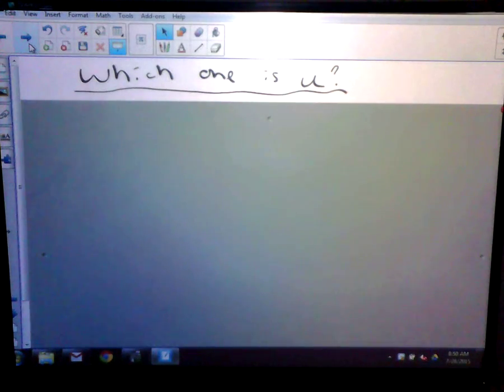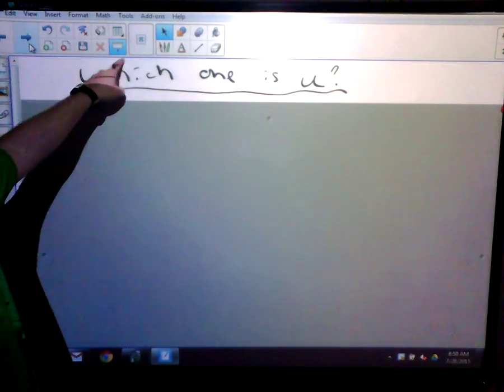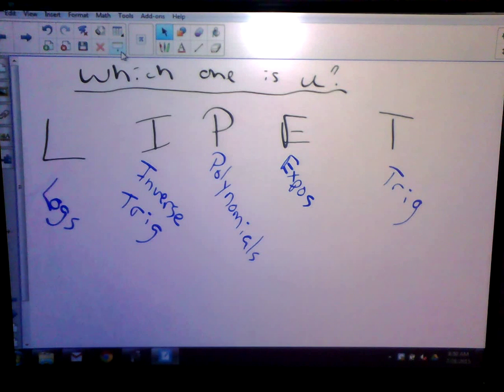Well, which one is u? There's a little thing to remember to help you. It's called LIPET. Logs. If there's a log in the problem, that's u, and the other thing is dv. If there's no logs, look for inverse trig functions. If there's an inverse trig, like arcsine or arctangent, that's u, and the other one's dv. If there's a polynomial, x squared, x cubed, x to the fourth, call that u, and the other one dv. If there's an exponential, and there's nothing else, call that u, and then lastly trig: sine, cosine, tangent.